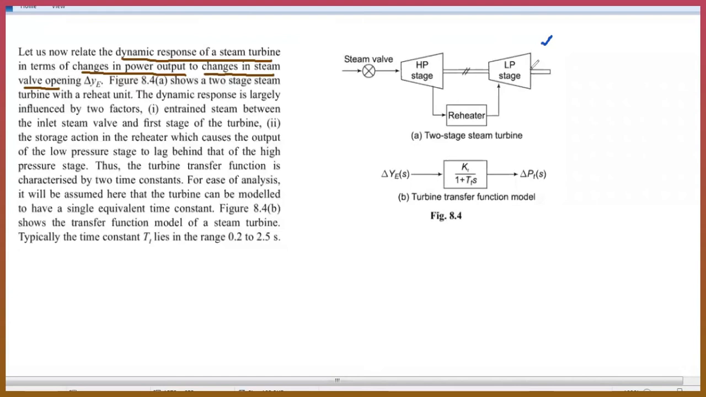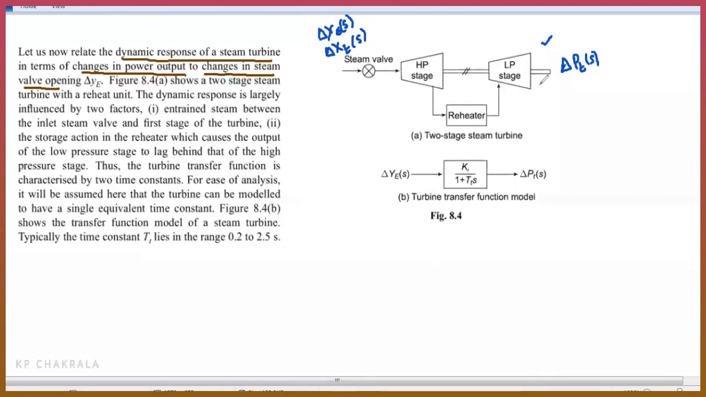Now here the output of the system is given by delta PT(s), and the input to this is given by delta XE(s). You may take delta Y also, it is just a matter of the letter only, delta YE(s). So I have taken the XE, and somebody may take the delta YE also, that is the control valve opening and closing.